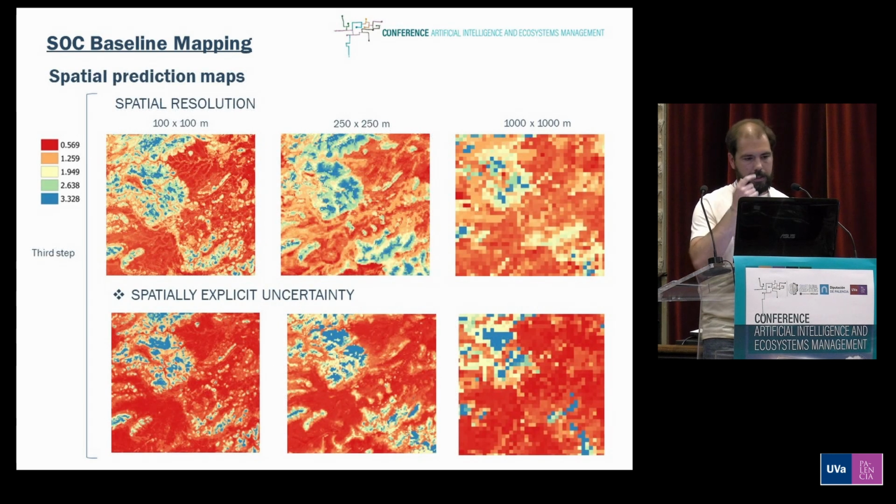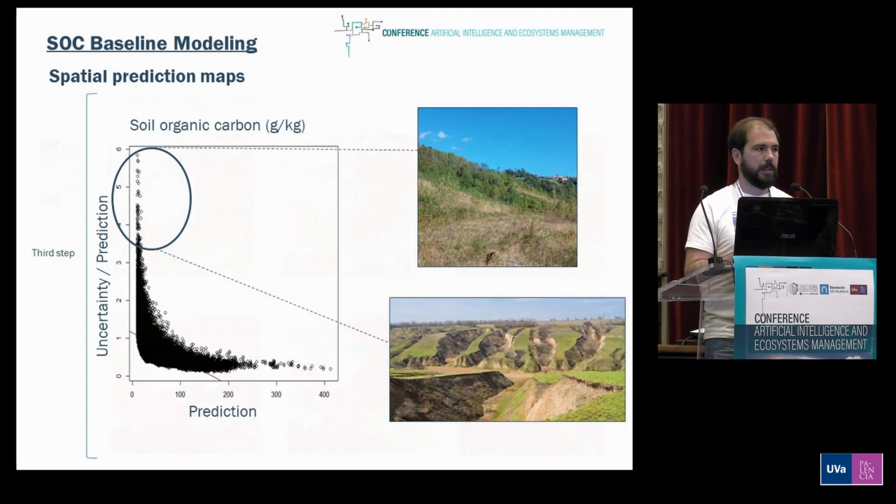And the last part is that we will create the spatial prediction maps, but we have to balance between the spatial resolution and the uncertainty. In this case, it's quite logical that as we increase the number of predictions, the level of uncertainty decreases. So our idea is to have a high amount of predictions in order to decrease this uncertainty.